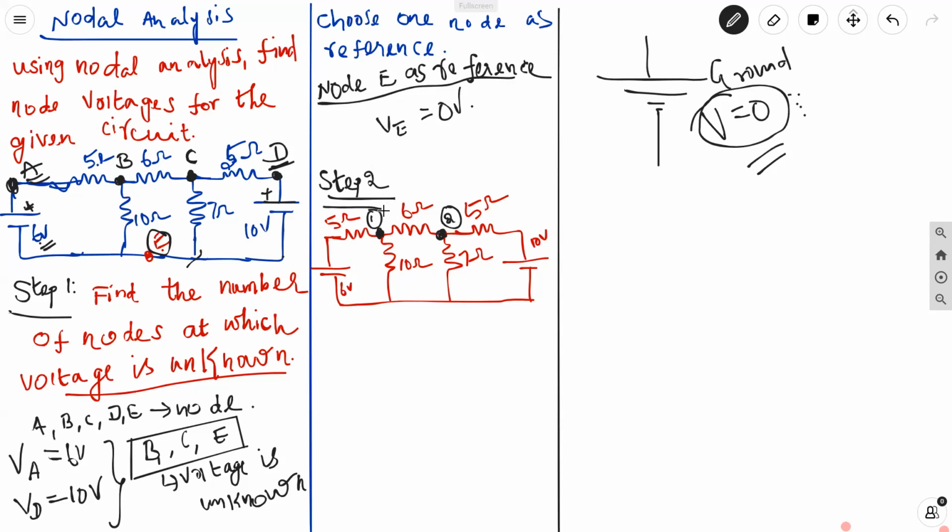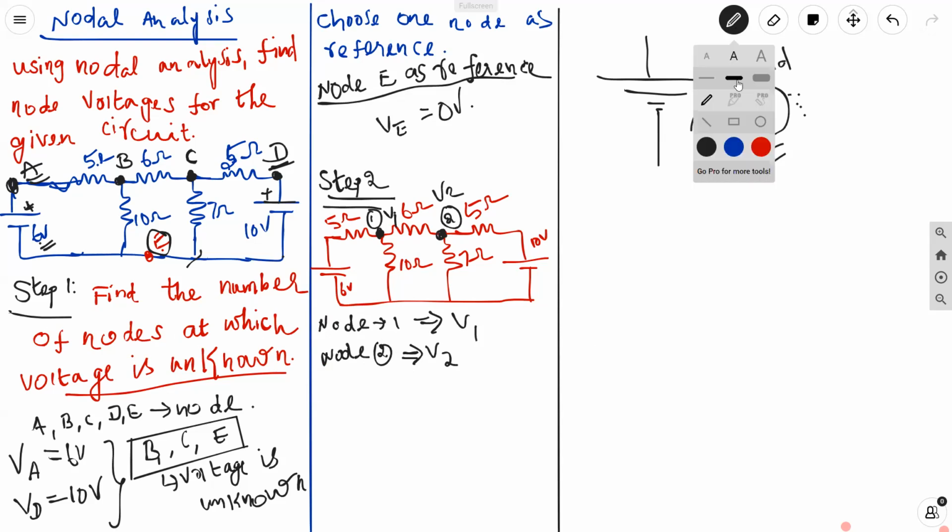And let us consider the voltage at node 1 as V1 and the voltage at node 2 as V2. You can take VA, VB, no problem. You can name them anything, but just keep the V, then you can take VX, VY, or VA, VB, or V1, V2. And this is step 2. Then step 3 is an important step. Here we are going to apply KCL to form the equations.